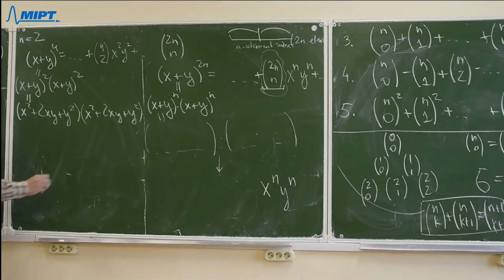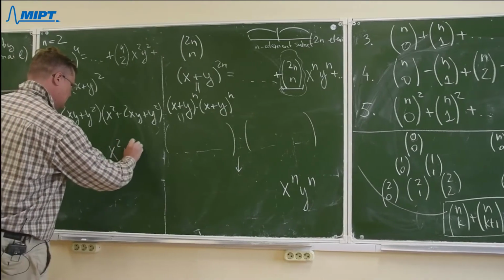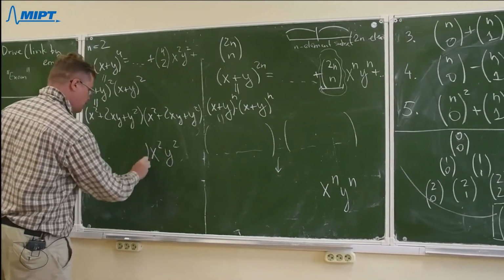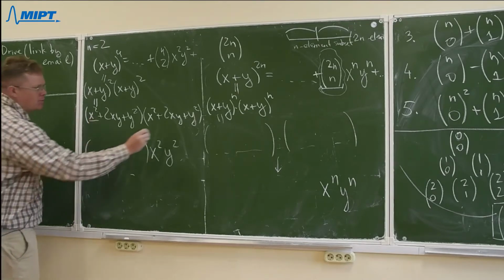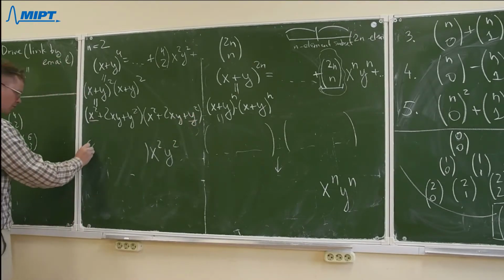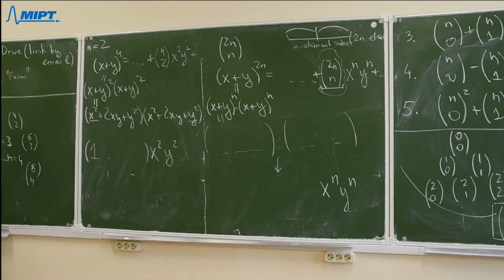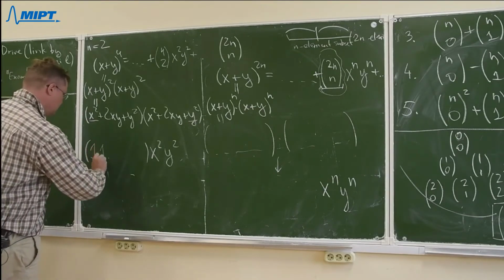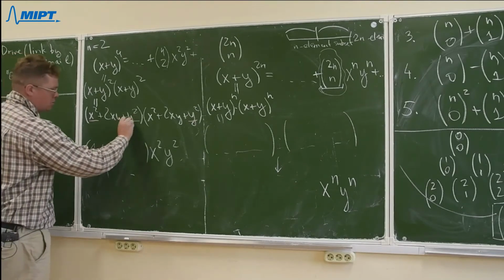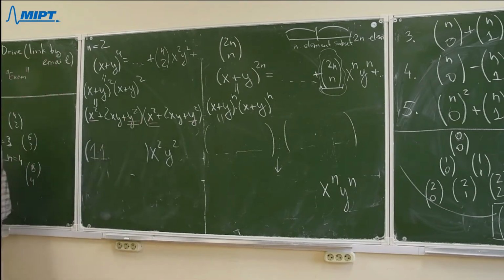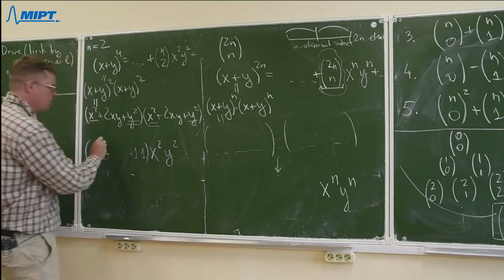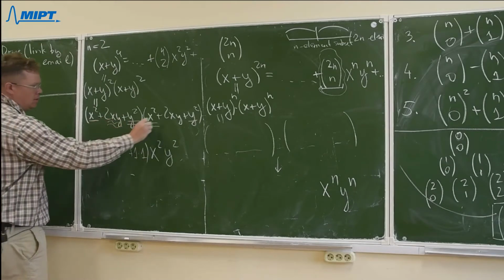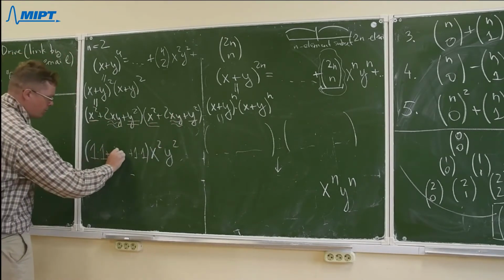then how can I get x squared y squared? So I can get from this bracket x squared, from this bracket y squared. So here I can choose 1 times 1, or I choose y squared here and x squared here. This also will be 1 by 1. And in the middle, I can get xy, and here we'll have 2 times 2.